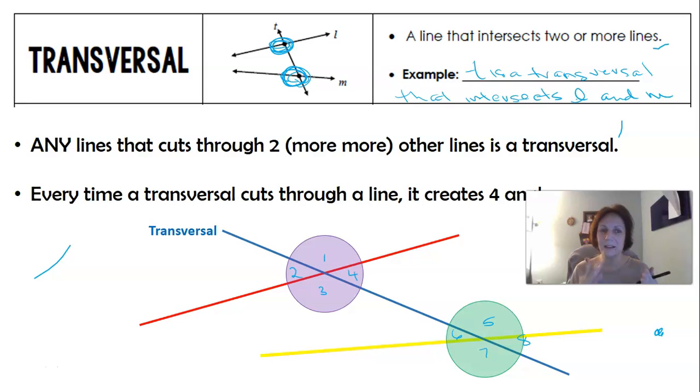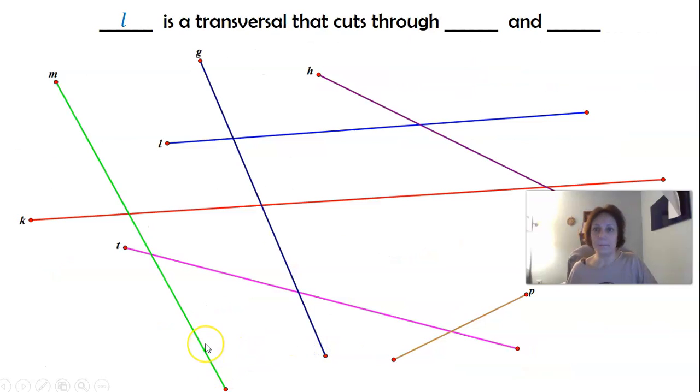But in order to do that, you've got to be able to find your transversal and find the clusters of angles that it creates. So if you look at the note outline I gave you, you're going to see the same diagram 4 times, there's a reason for that. Okay, so in that first diagram, let's write this sentence and you can fill in the blanks. L is a transversal that cuts through blank and blank. So write that down and fill in the blanks, and then I'm going to ask you to answer that question on here. Okay, so let's follow L.